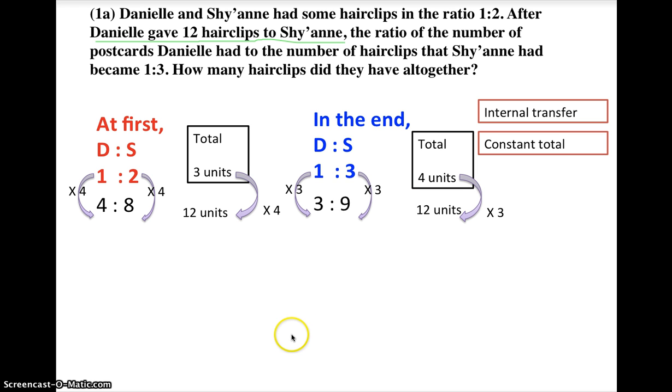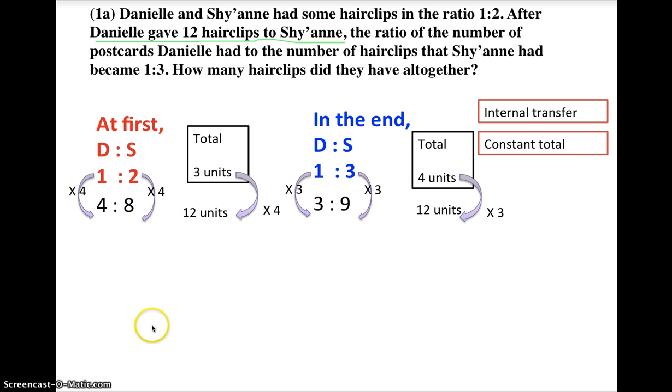So fantastic if you managed to follow me up to this point. Okay, you realize that the ratio at first adds up to 12 and the ratio in the end adds up to 12 too. And that matches what the whole question is about, constant total. Okay, now we can go back to our question. Danielle gave 12 hair clips to Cheyenne.